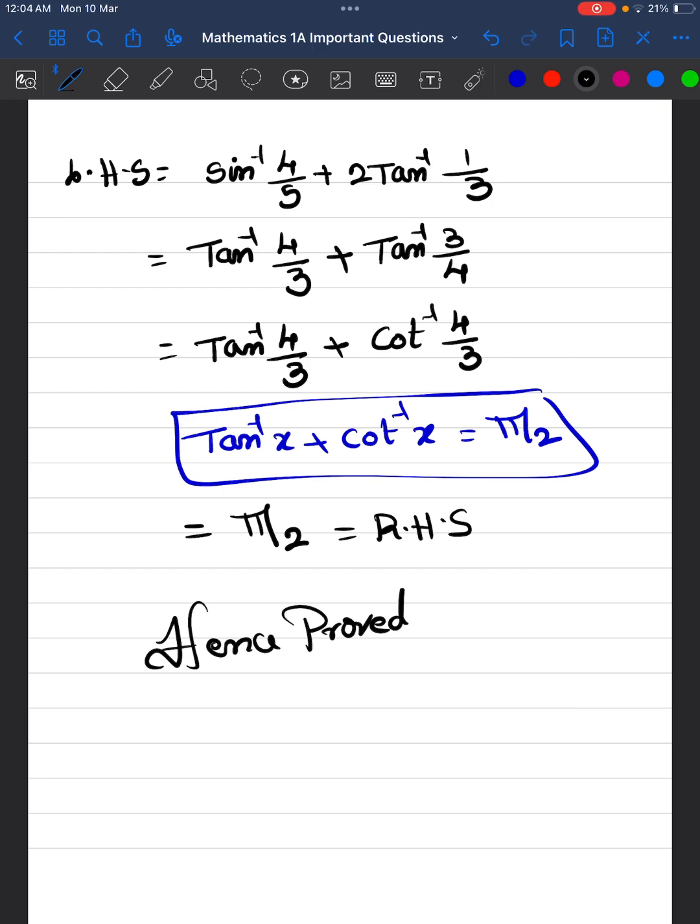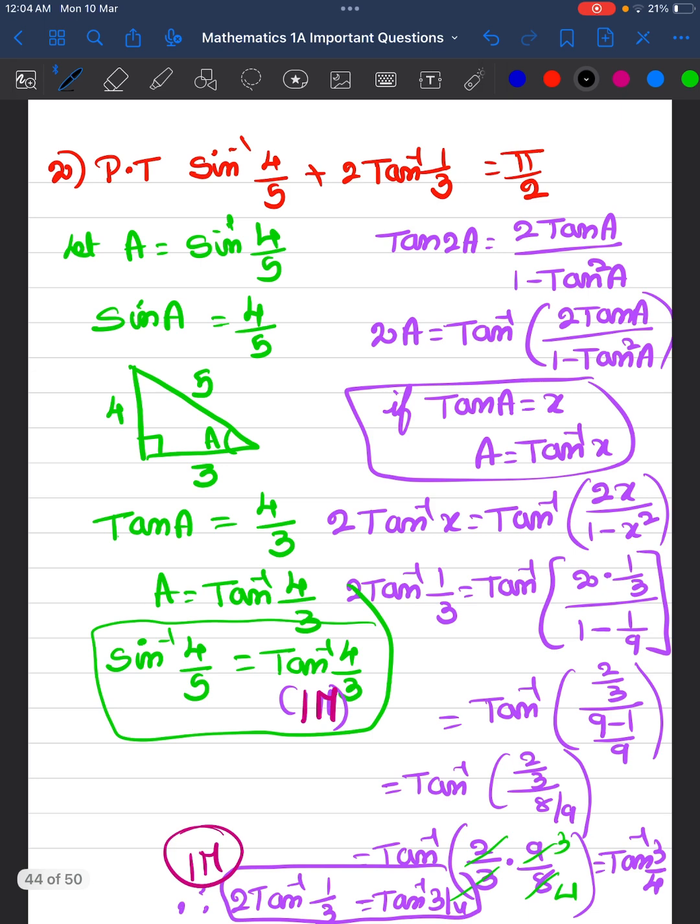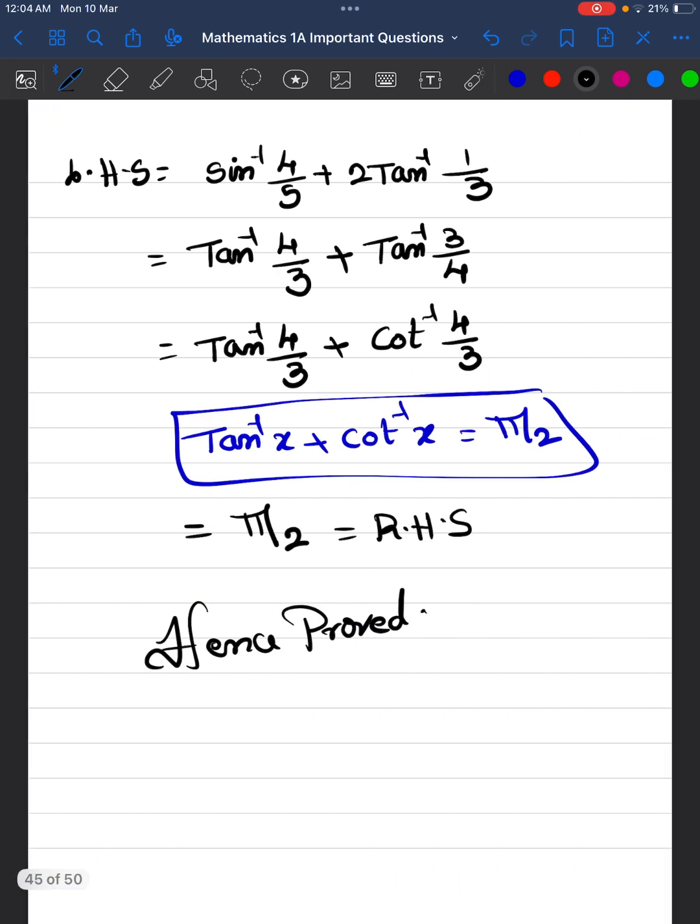We just converted the total problem in terms of tan and substituted the tan values, and we got tan inverse x plus cot inverse x, which is equal to pi by 2. Thank you.